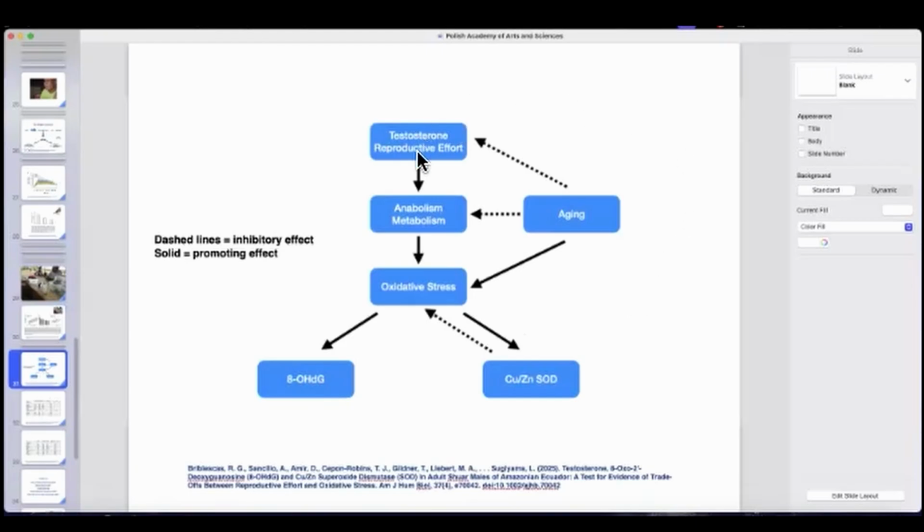And what we basically predicted, this is the model that we're looking at, is that testosterone is reflective of reproductive effort. It promotes anabolism and metabolism, anabolism being the building of sexually dimorphic tissue, particularly muscle. It can increase metabolic rate, but as you increase metabolic rates, it has the potential of increasing oxidative stress. And that oxidative stress should result in increases in 8-OHDG and SOD. And then we have aging as one of the factors that plays into all this. So, what did we find?